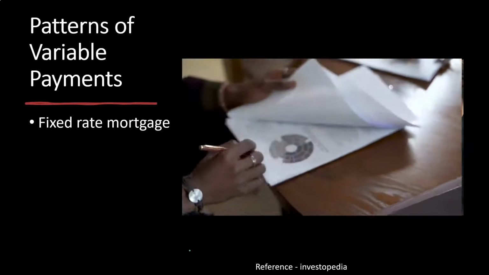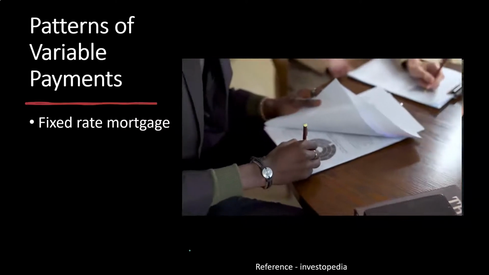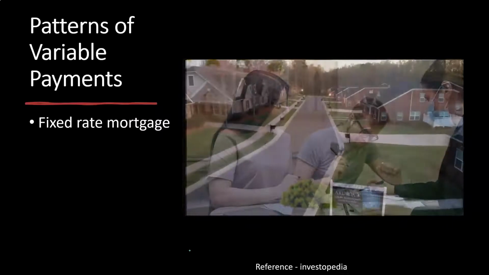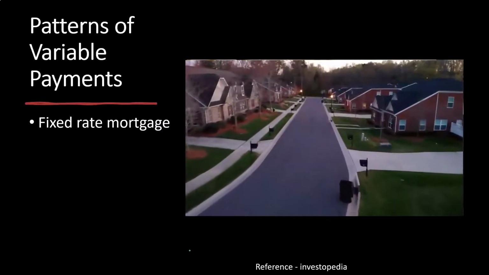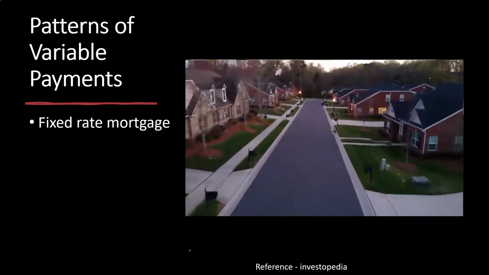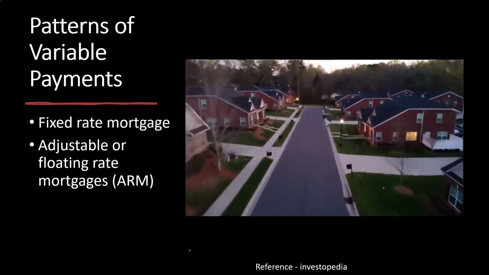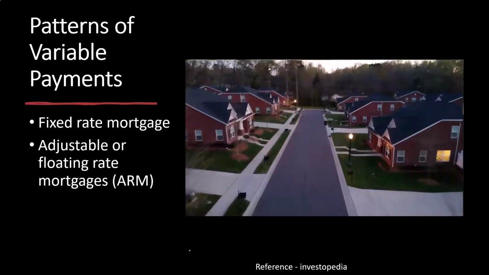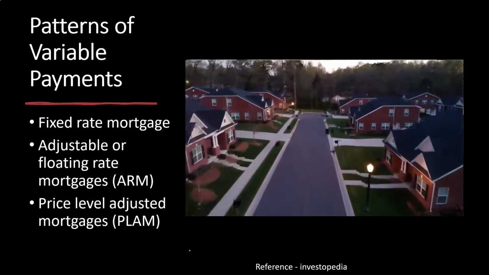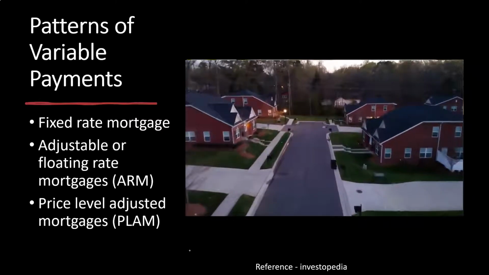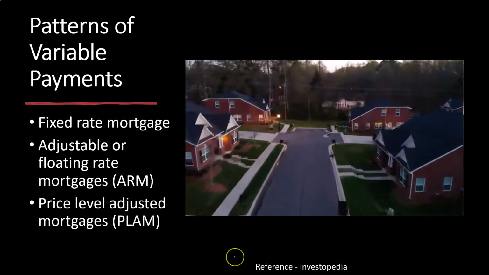As we now go to more complex patterns, we always want to be comparing and contrasting back to, in essence, the standard, looking at that as our baseline, and then seeing what the variations will be from it and the pros and cons that will come along with those variations. We'll be looking at the adjustable or floating rate mortgage, or ARM, and then the price level adjusted mortgage, or PLAM. And as we do so, remember, we're going to be referencing Investopedia.